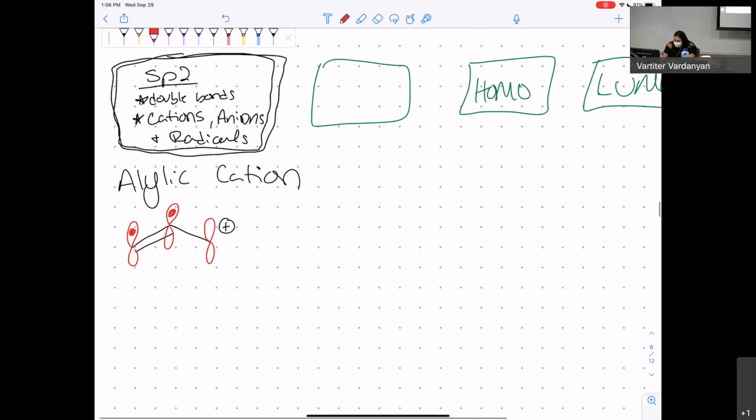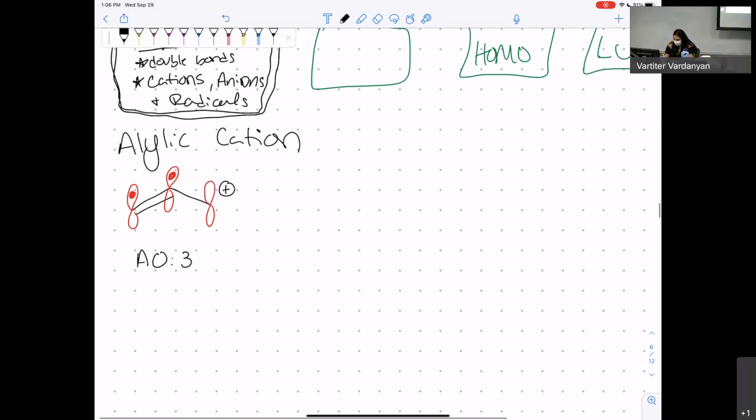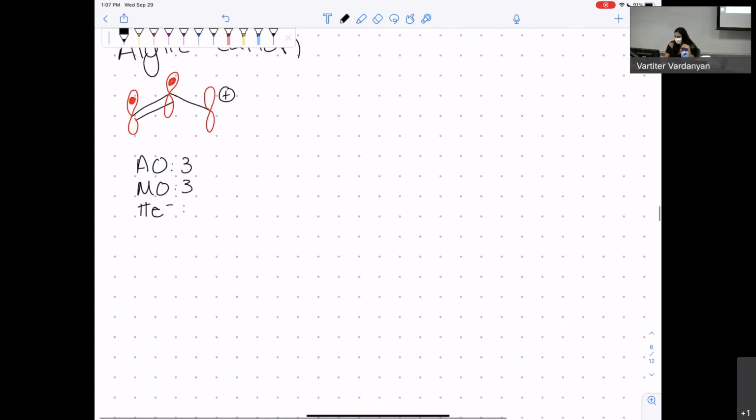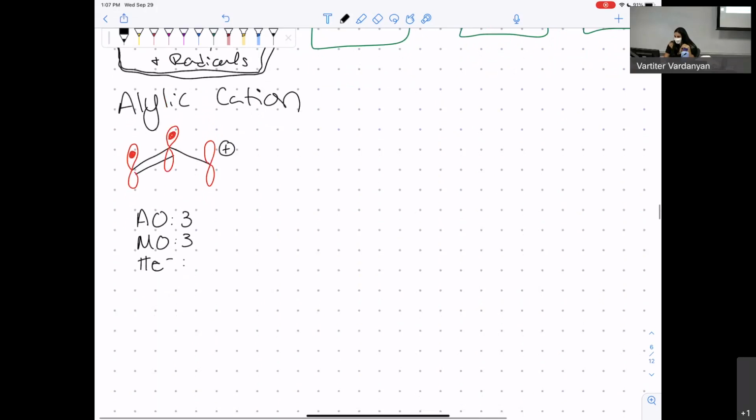So how many atomic orbitals do we have? 3. How many molecular orbitals do we have? 3. How many total pi electrons do we have? 2, yeah, there's 2 electrons because there is a cation. This last p orbital is empty. So it's going to be 2.